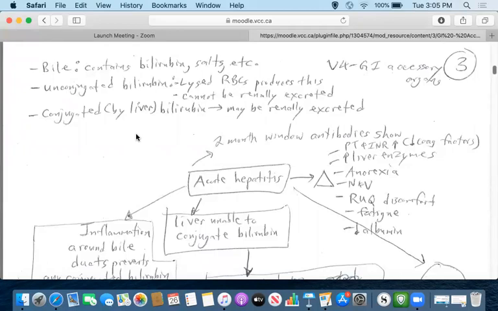The liver processes it in such a way that it becomes conjugated. And what that means is it's able to be renally excreted. So that's the difference between conjugated and unconjugated. How does that relate to jaundice?